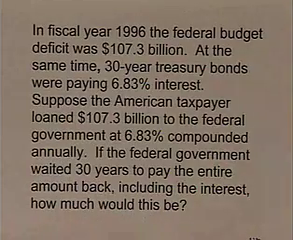Let's try an example involving this formula. In fiscal year 1996, the federal budget deficit was $107.3 billion. At the same time, 30-year Treasury bonds were paying 6.83% interest. Suppose the American taxpayer loaned $107.3 billion to the federal government at 6.83% compounded annually. If the federal government waited 30 years to pay the entire amount back, including the interest, how much would this be? Well, let's think about this.